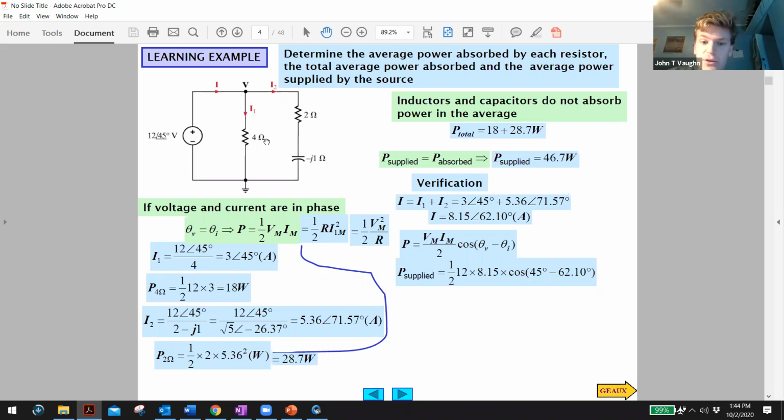For power, you could just use V with R. That's for this 4 ohm, yes. Just for the 4. Now, why not for the 2 ohm? Because you don't know the voltage, right? The voltage is across the 2 minus J1, both loads, right? You have to get the current.